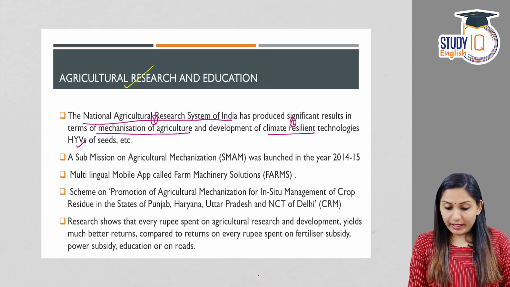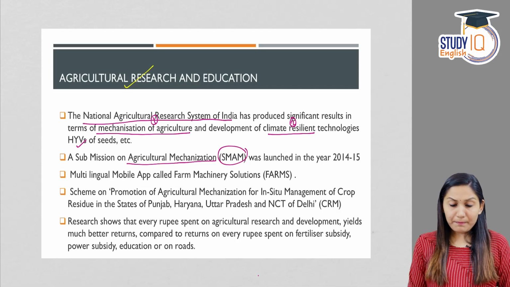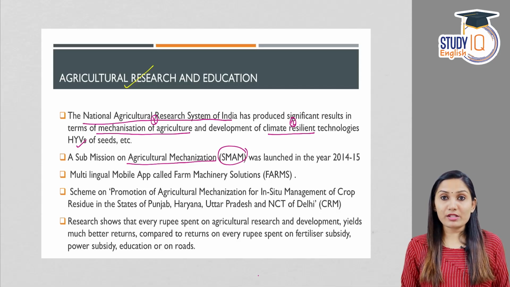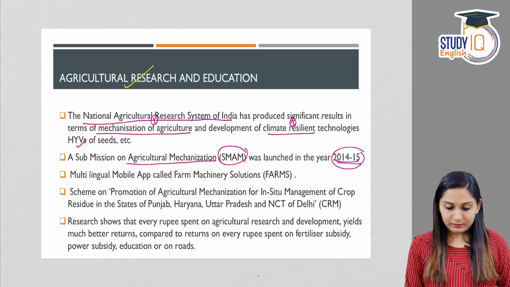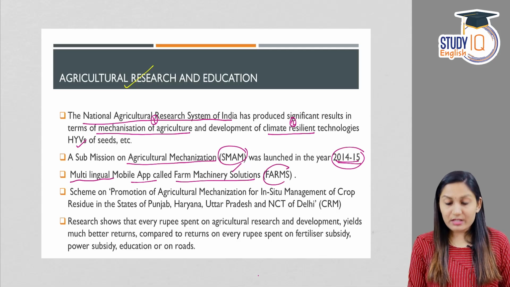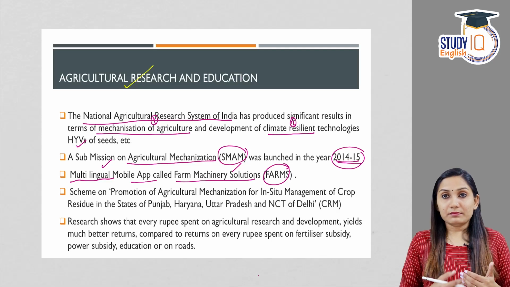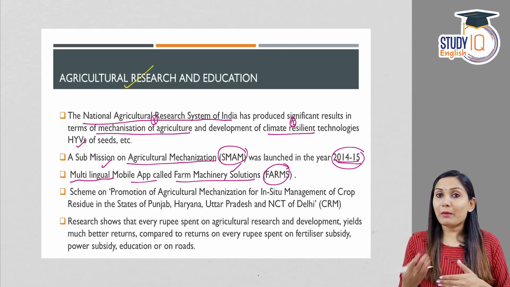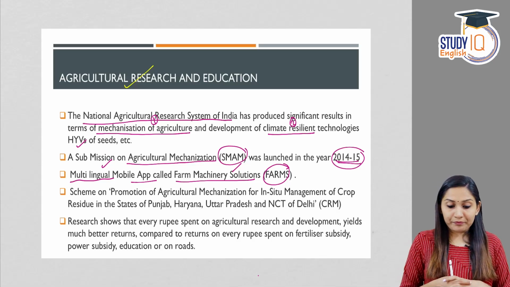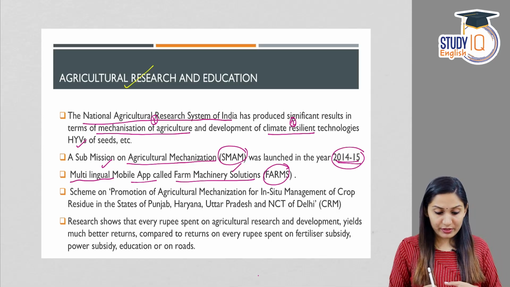A Submission on Agricultural Mechanization, that is SMAM, was launched in the year 2014-15. A multilingual mobile app called Farm Machinery Solutions, known as FARMS, was also launched recently. It is multilingual because farmers are familiar with local languages, so it helps them in their local languages.